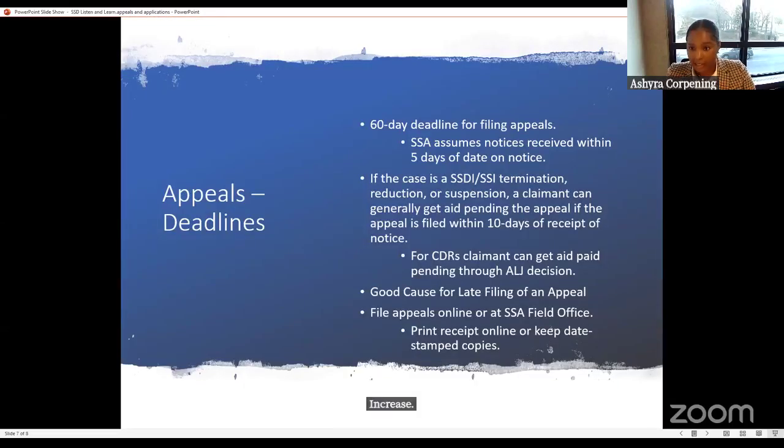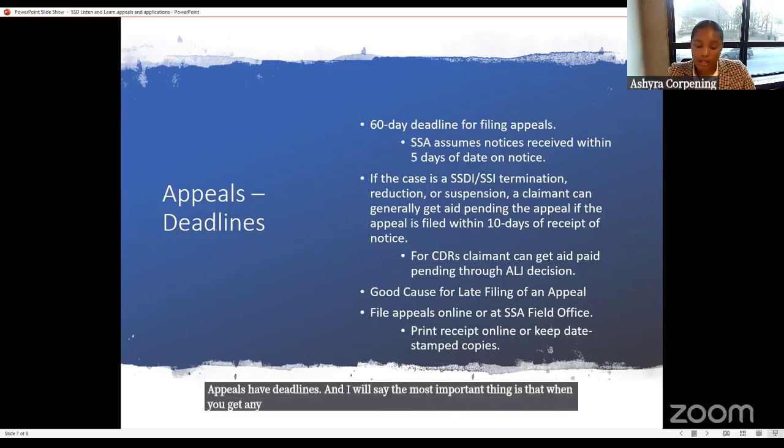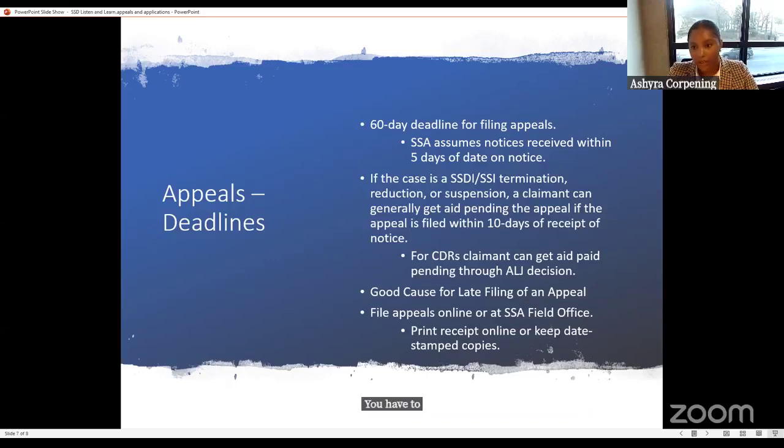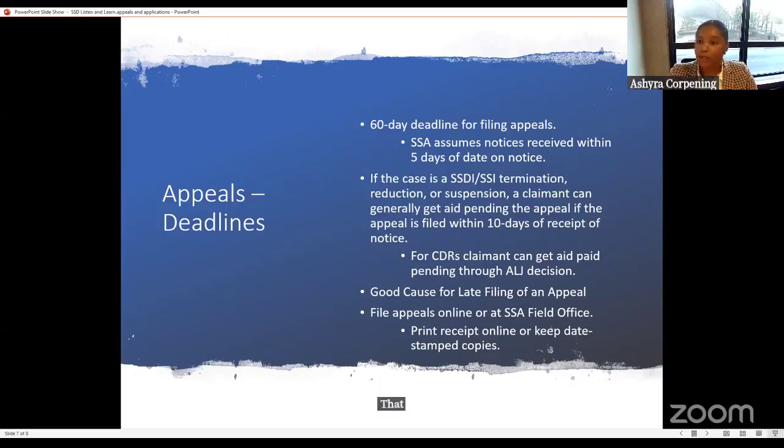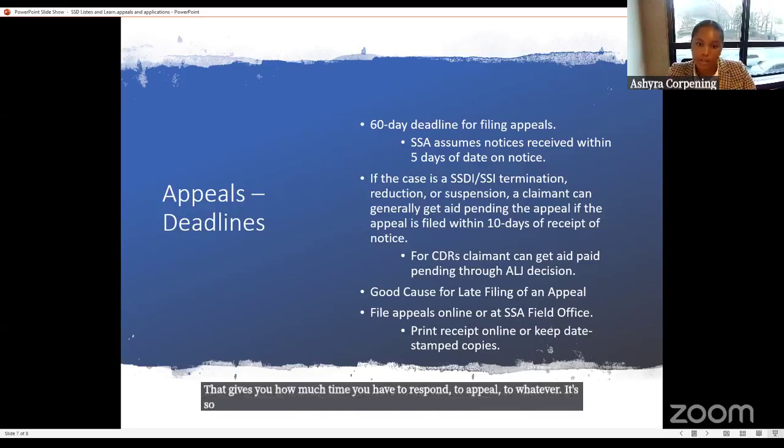Appeals have deadlines, and I will say the most important thing is that when you get any kind of letter or notice from Social Security, you have to fully read that notice, past the first page, because it'll have your deadline somewhere in there that gives you how much time you have to respond, to appeal, to whatever. It's so important to read those notices.